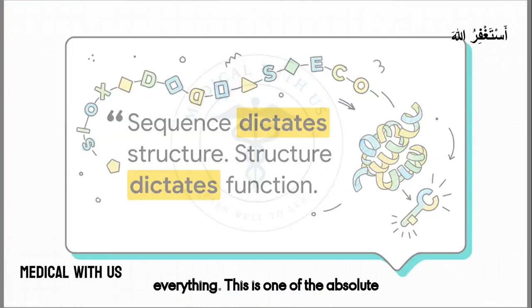This is one of the absolute central rules of all of biology. You could almost call it a mantra. Sequence dictates structure, structure dictates function. The order of the letters determines the final shape, and that shape is what gives the protein its job. You change just one letter in the sequence, and you can change the entire function of the protein.